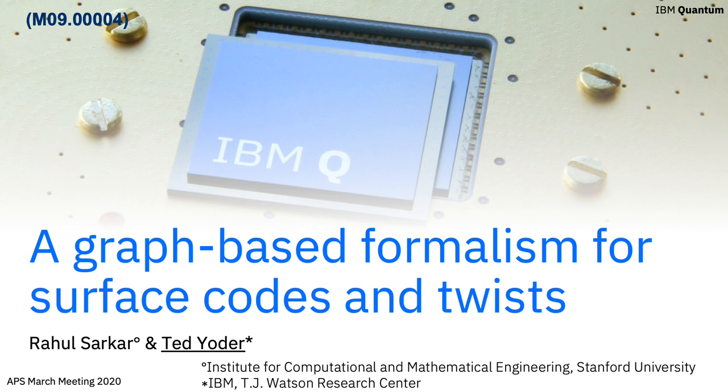So I think in the scientific program, this was called something like surface codes based on rotation systems acting on Majorana fermions, and that is a technique that we use. But I wanted to give here a more general title: a graph-based formalism for surface codes and twists, because our motivation is really just one of unifying a bunch of surface code models, and then going beyond that with some more examples and new codes.